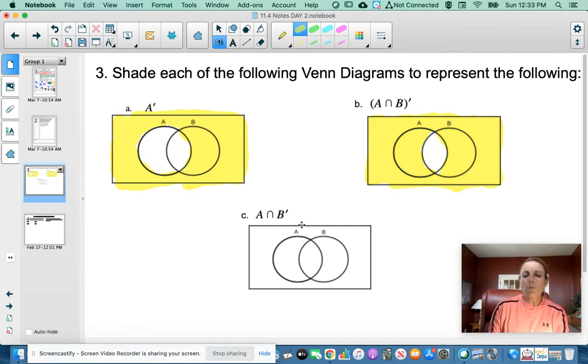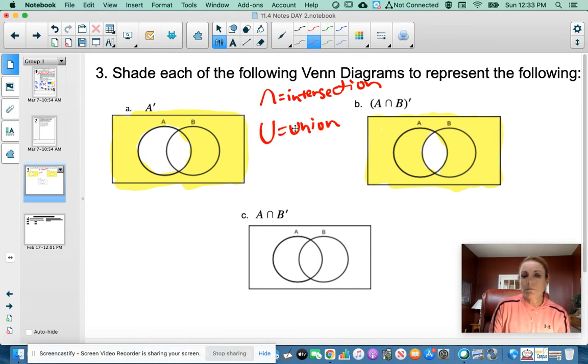And the last one here, notice it looks really similar to B, but there's no parentheses. And one thing I should mention to make sure you recall this: this symbol means intersection. It's where the two overlap, where they intersect. This means union. So on part C, I want to know the intersection of A with B prime.